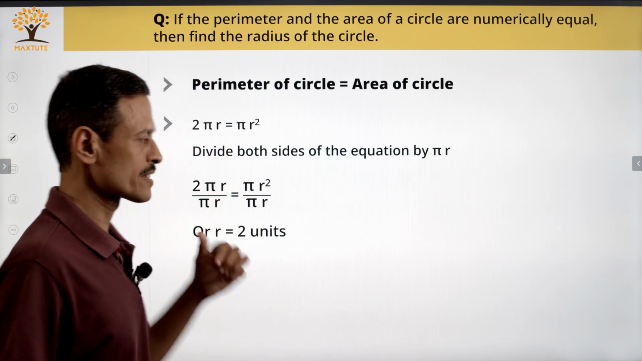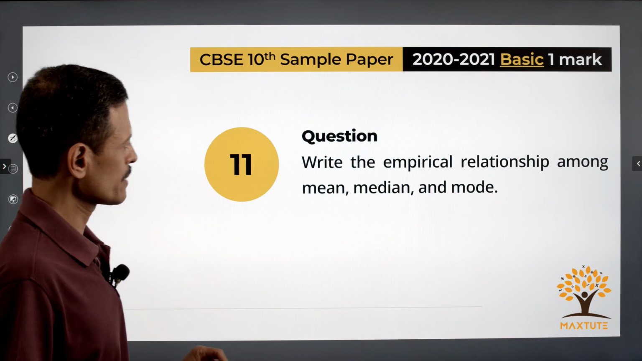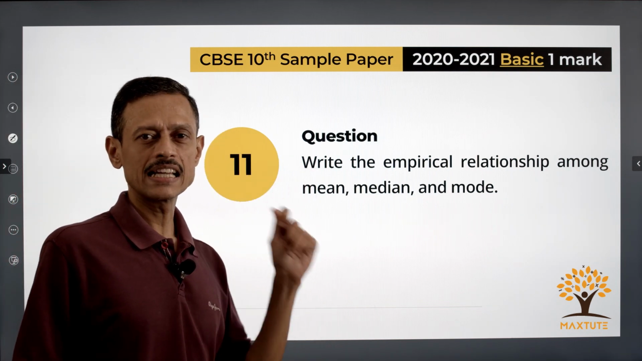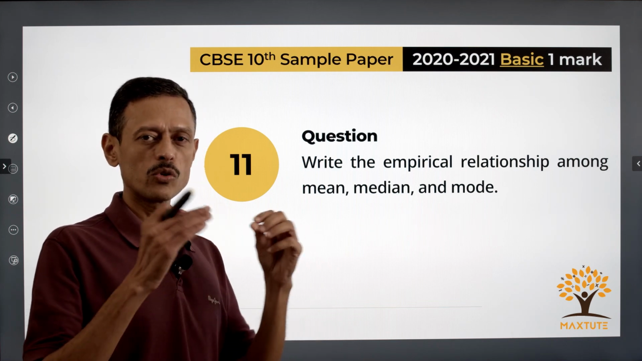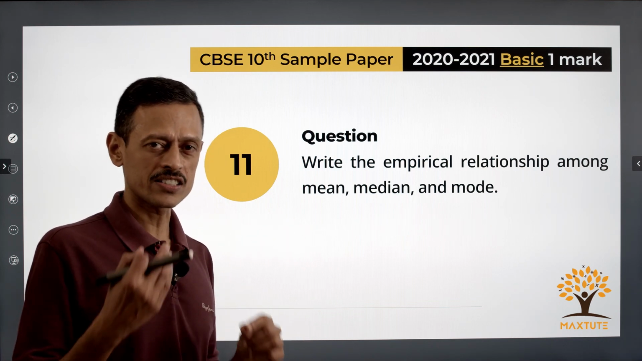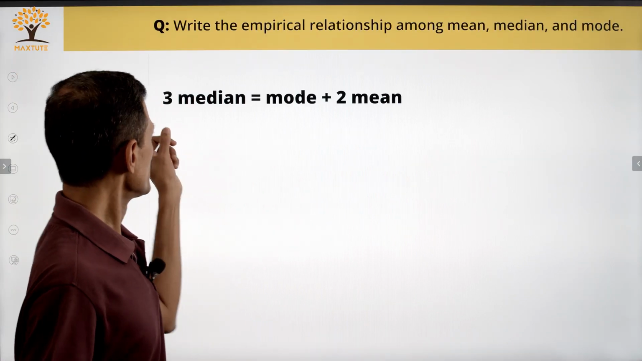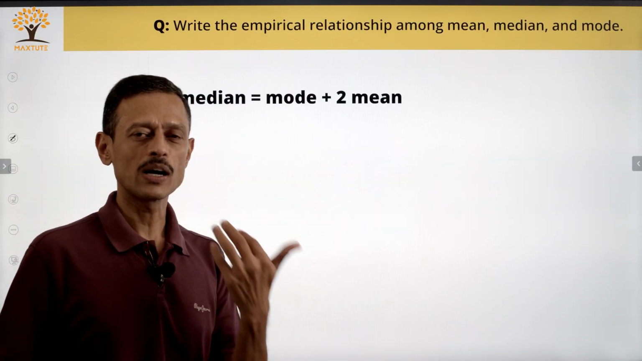So move on to the third question in this series, in this video, which is the 11th question. Write the empirical relationship among mean, median and mode. This is the first and the most important thing that you need to know from the statistics chapter. Simple reason, this question has been tested quite often. If you are able to write this one line, you have 1 mark.